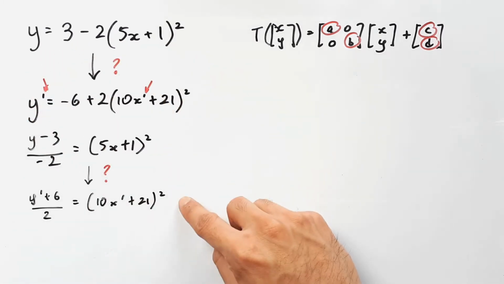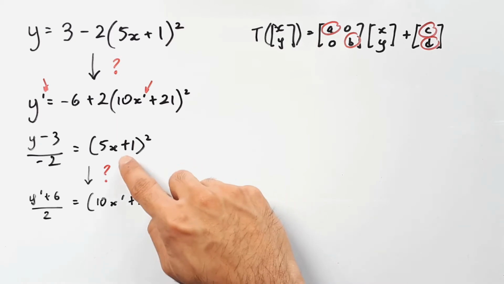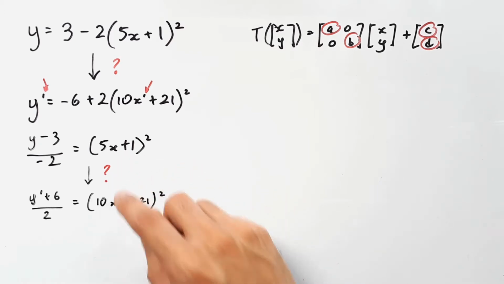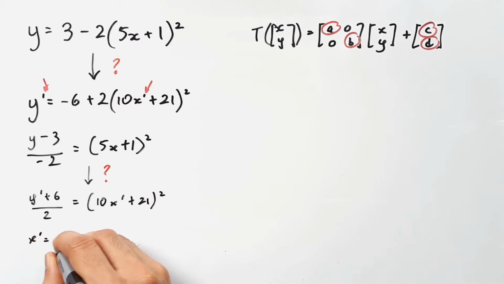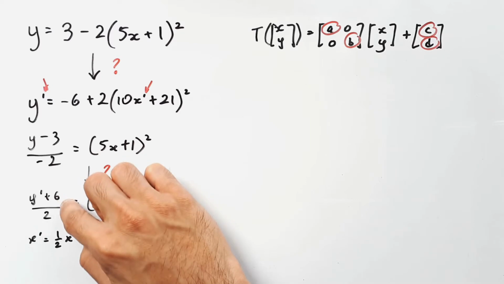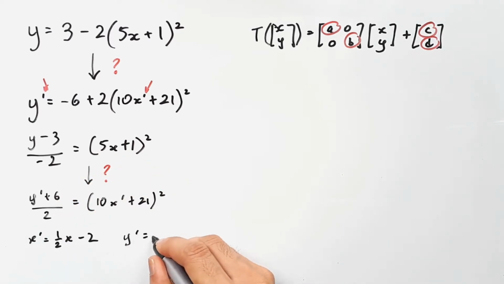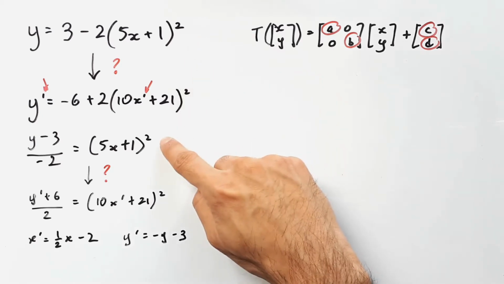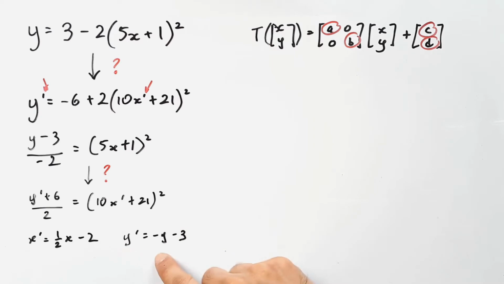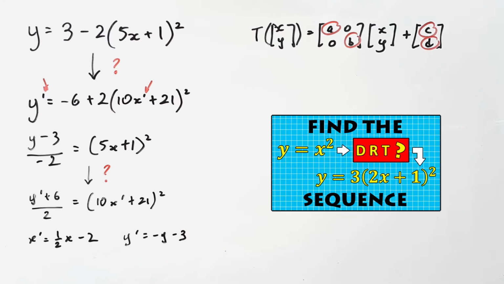And now that we have the grouped equations, what we want to do is compare the x expressions together such that we have x dash equal to half x minus 2, and compare the y expressions together so that we can get y dash equal to negative y minus 3. And this is by no means all the steps you're supposed to do. There are a few more steps involved along the way, but these are all the same things I've done in the previous video. So if you want to know how I've rearranged all these equations and then found these transformation equations at the end, please have a look at my previous video on finding the sequence of transformations.